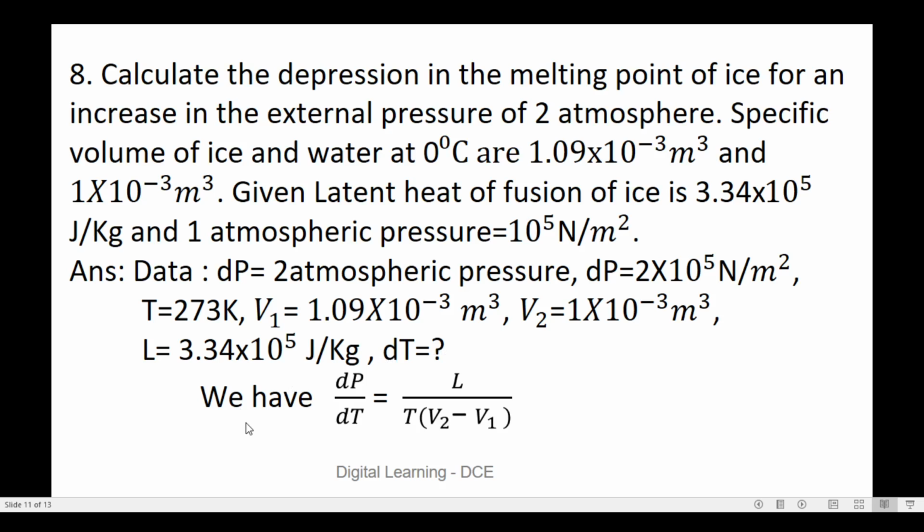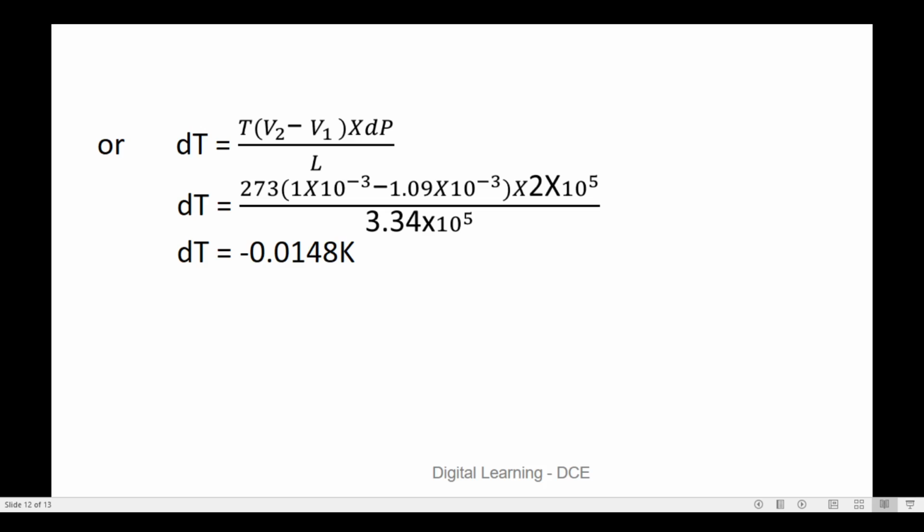Again we have the formula dP by dT equals L divided by T into (V2 minus V1). Now write the expression for dT: dT equals T into (V2 minus V1) into dP divided by L. Substituting all the values in this formula and simplifying, dT will be equal to minus 0.0148 Kelvin. The negative sign indicates that the melting point of ice decreases with increase in pressure.